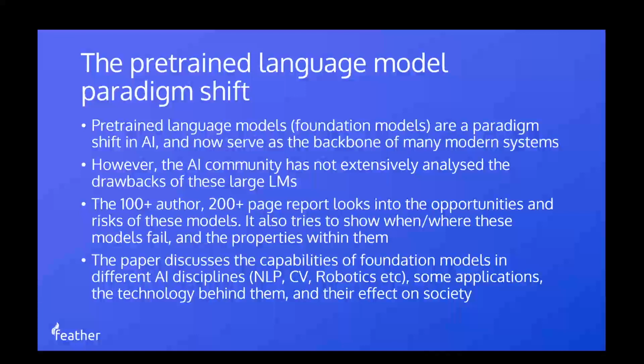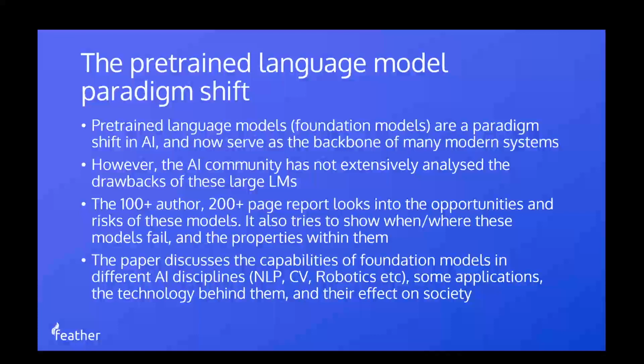It also tries to show when and where these models fail, alongside the properties within them. Now, the paper features authors you've probably heard of, such as Percy Liang and Fei-Fei Li, and two of the properties which they focus on are emergence and homogenization. Emergence in this context is the behavior of systems being implicitly induced rather than explicitly constructed. And homogenization is the consolidation of what were different methodologies into one way of doing things and building machine learning systems that have a wide applicability.